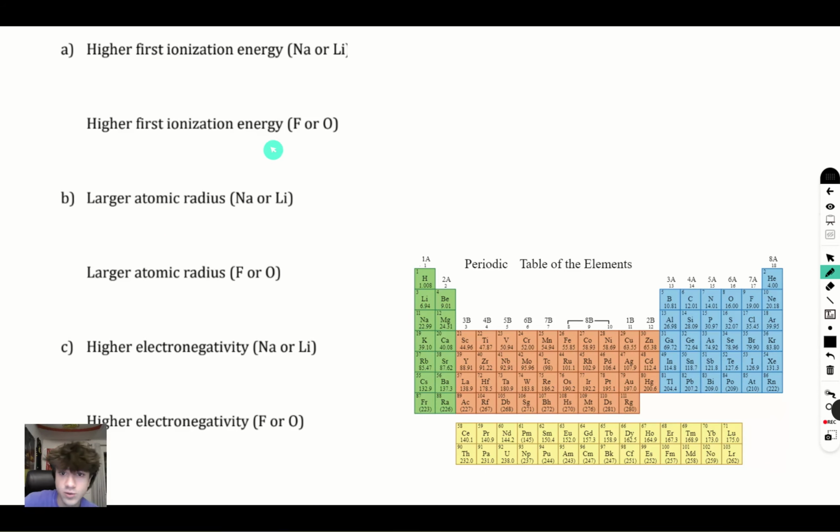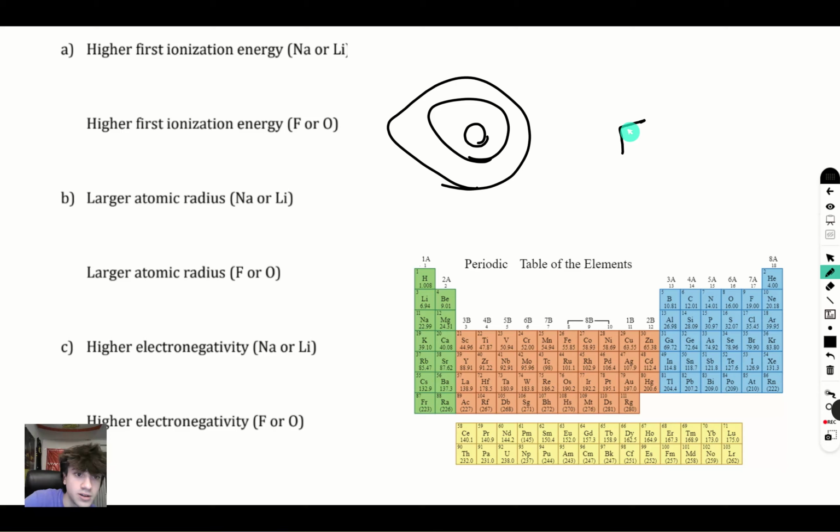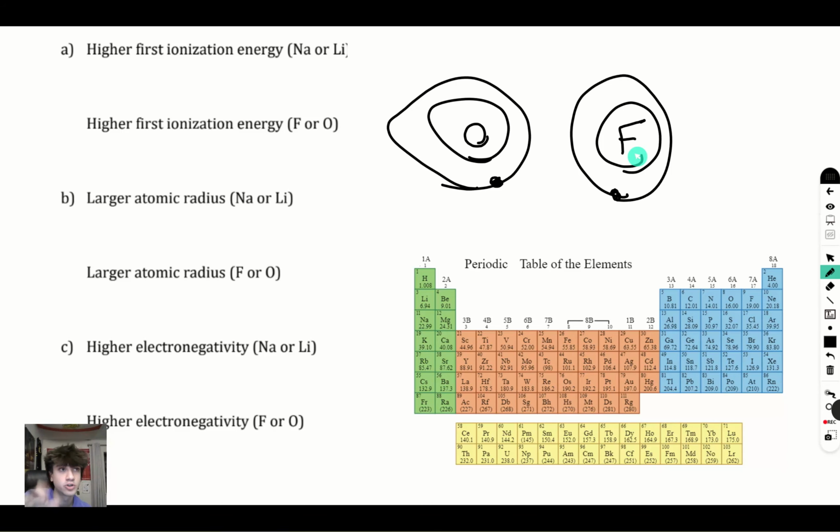Now let's go to the second one where we have F or O. As we can see here, both of these atoms have two rings, so we can't use the same principle as last time. However, fluorine has an extra proton that oxygen does not have, so therefore the attractive force of the nucleus is going to be higher, and so therefore the electron is going to be pulled towards the nucleus more, meaning that the radius is smaller. So fluorine is going to have the higher first ionization energy.